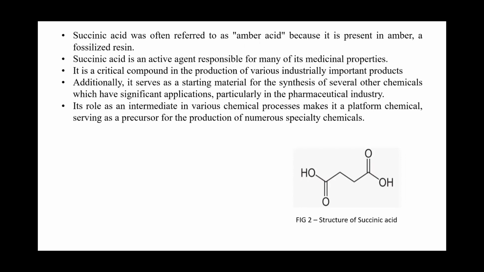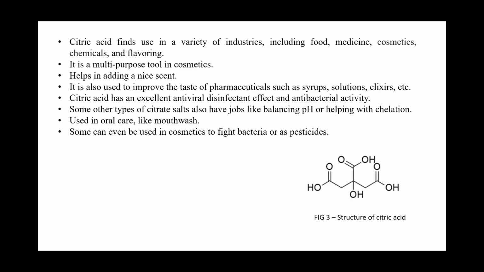Succinic acid is often referred to as amber acid because it is present in amber, a fossilized resin. Its role as an intermediate in various chemical processes makes it a platform chemical, serving as a precursor for the production of numerous specialty chemicals. And this is the structure of succinic acid.